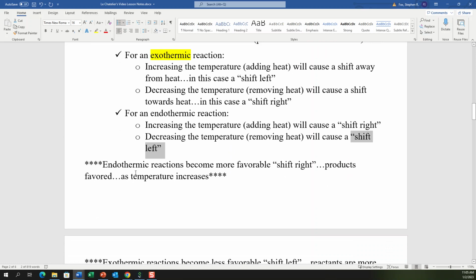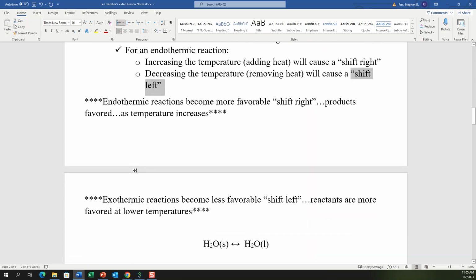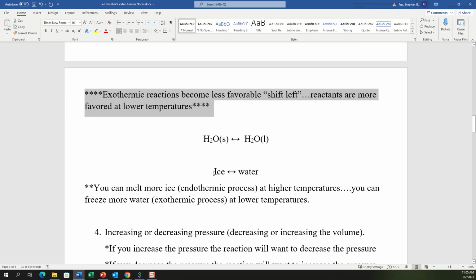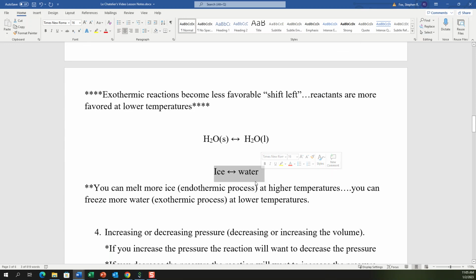Exothermic reactions are more favorable at low temperatures. That's an important thing to understand moving forward. Think of ice melting into water. This is an endothermic process. When does this become more favorable?